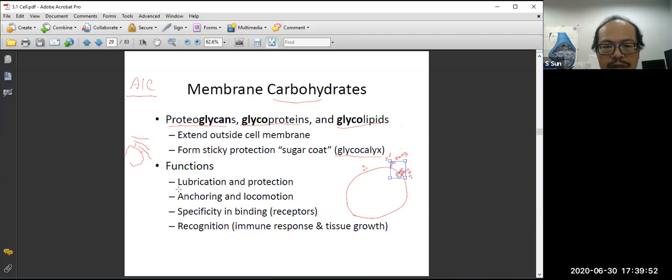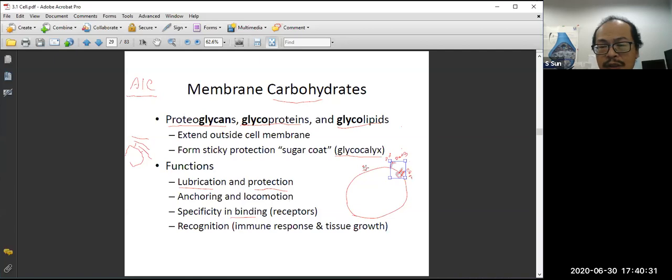Their normal function is to lubricate and protect the cell, anchor, locomotion, and for binding. They can decorate it, so they can change the specificity of the receptor to make it recognized by some other ligand, and they can be used by the immune system. This becomes the antigen.